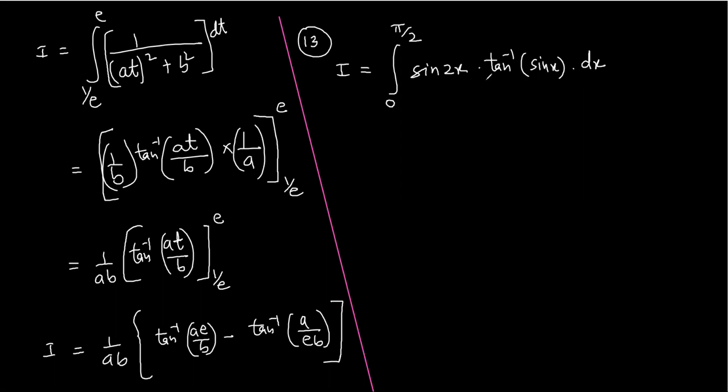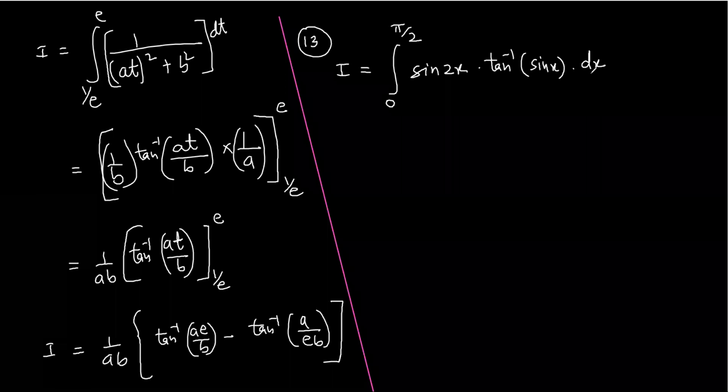So here I have sine 2x into tan inverse of sine x dx, from 0 to pi by 2.